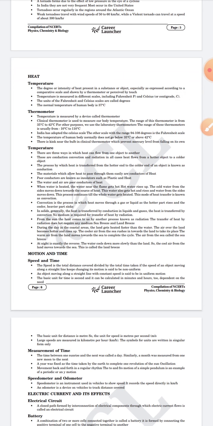Temperature. There are three ways in which heat can flow from one object to another.